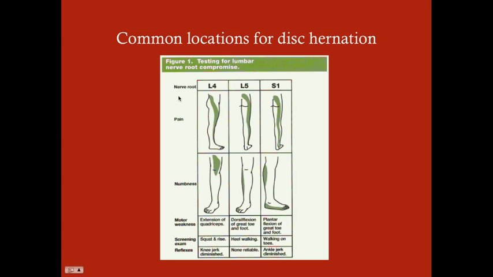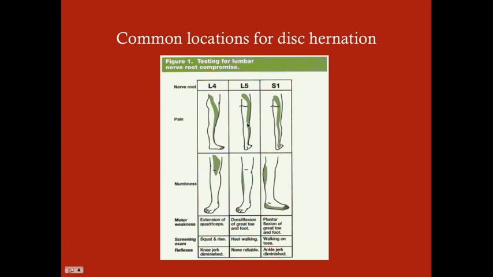So if the nerve root that's affected is L4, then you're going to get pain that goes down the side of your leg, and you're going to have numbness in your upper thigh. The motor weakness would be extension of the quadriceps, and the reflex that would be diminished would be the knee jerk. That would be the patellar reflex. Screening exams would be a squat and rise. What you're doing here is just checking for extension of quadriceps. That's basically what that screening exam is doing. And this is what we had in this patient.